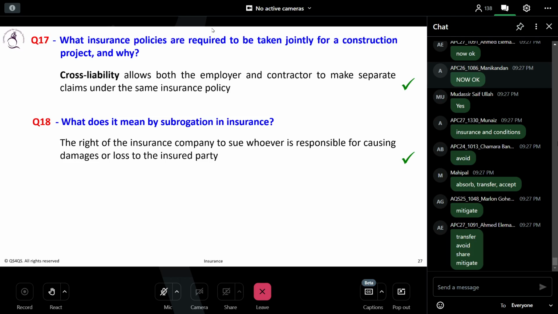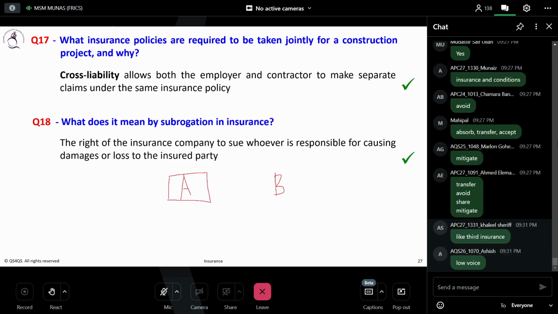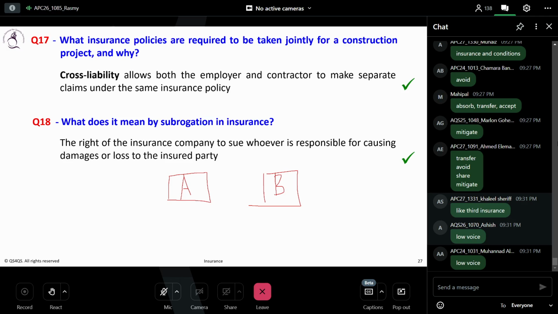Okay, in a simple way we will make it understood. Let's say there is insurance A and insurance B. Insurance A had a cover for one car and insurance B got a cover for another car.